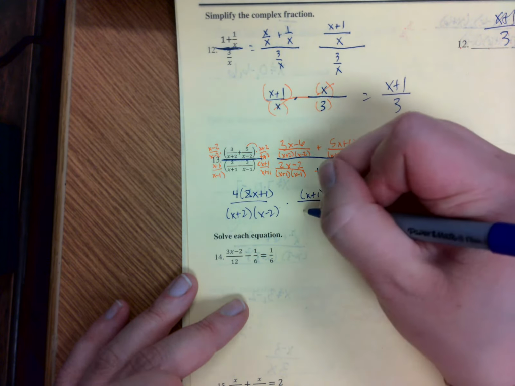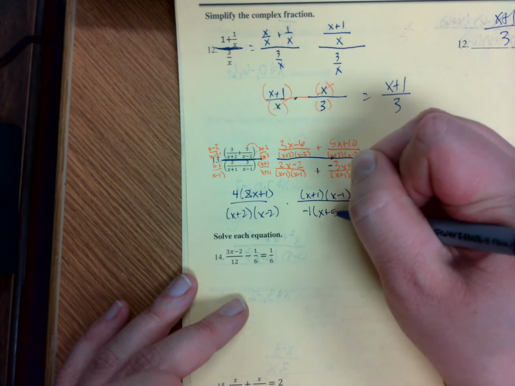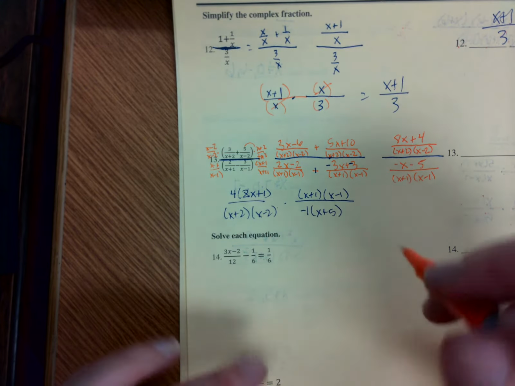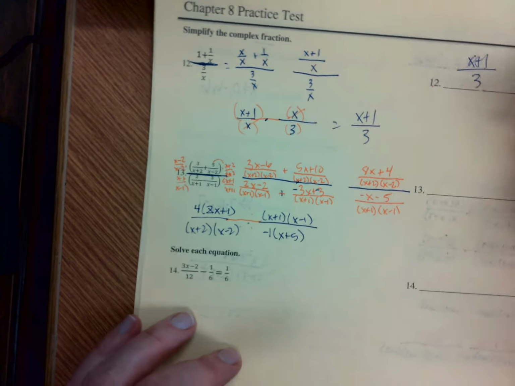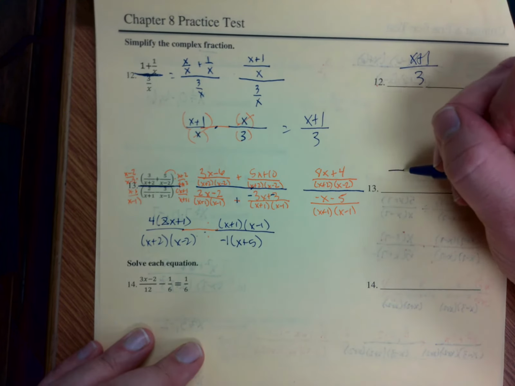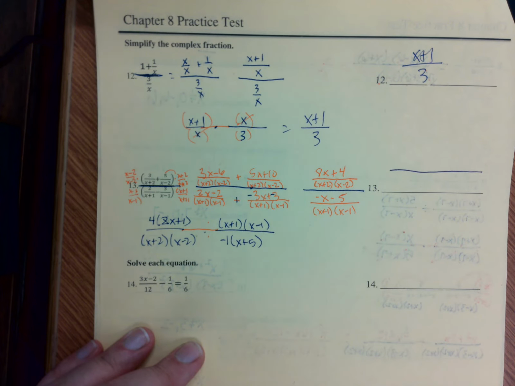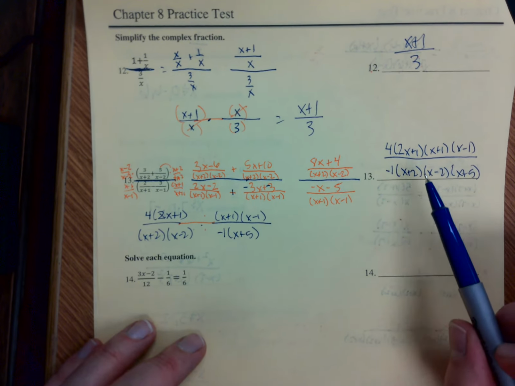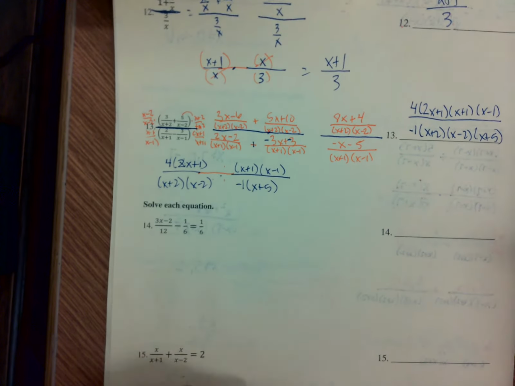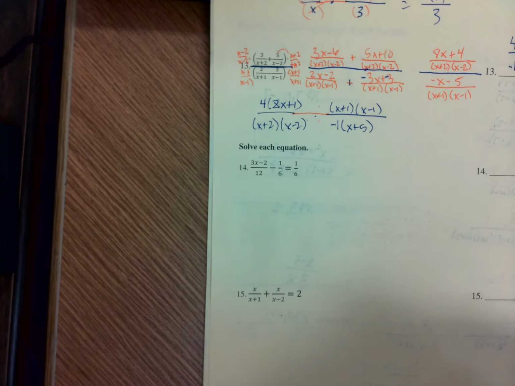I'm going to factor out a negative 1 here, leaving me with x plus 5. Now, I don't know if you think it's a good or bad thing, but nothing here cancels whatsoever. So my final answer will look like that. Since nothing cancels, that is it.